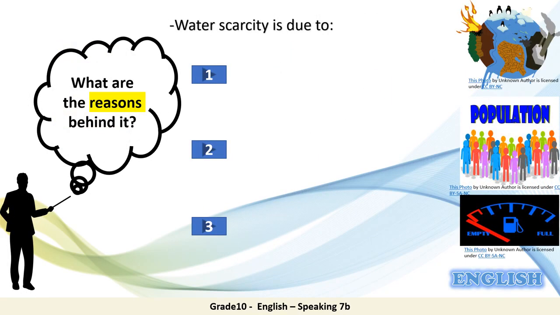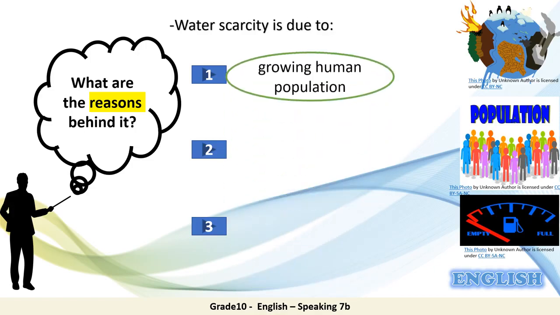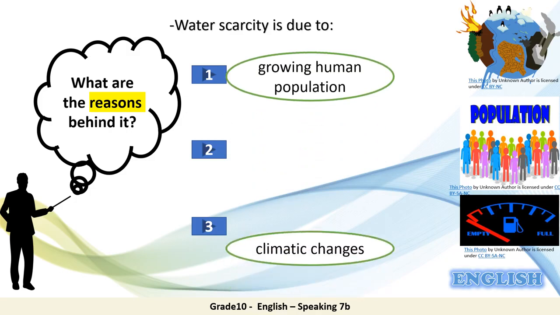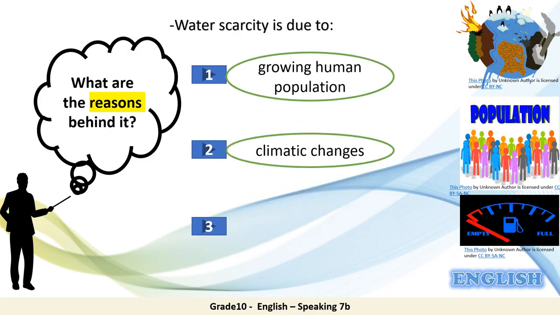Secondly, what are the reasons behind it? The reasons behind water scarcity. Can you guess with the help of the 3 pictures? Yes, indeed. You guessed it right, dear students. The main reasons are growing human population. Excellent. Reason number 2 is climatic changes. And another important reason is the limited water supplies.